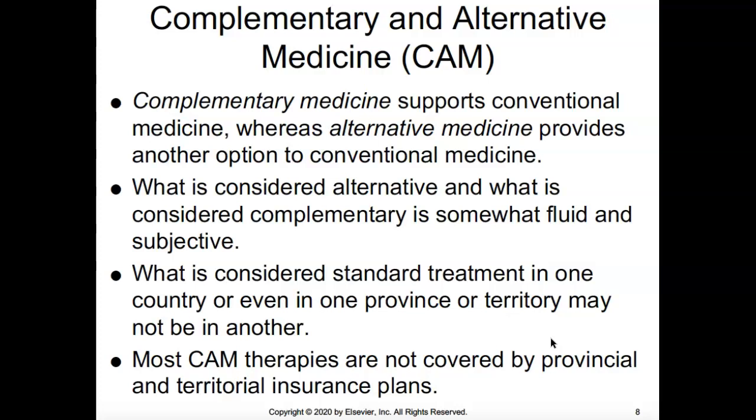What is considered standard in one country or even a province or territory might not be the same in another. That is true. There are various practices that happen in other countries that are not approved here in Canada, and vice versa. Most alternative therapies are not covered by provincial or territorial insurance. Why? Because the only things covered under the Canadian and provincial healthcare system are procedures that are deemed medically necessary. If it is deemed medically necessary, you can go to a hospital, you can go to a doctor, it's covered. But if you want to explore alternative ways of healing, treating, or diagnosing, you have to pay out of pocket because it is not considered medically necessary.